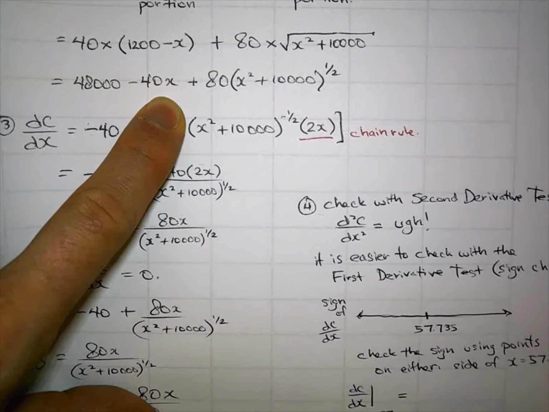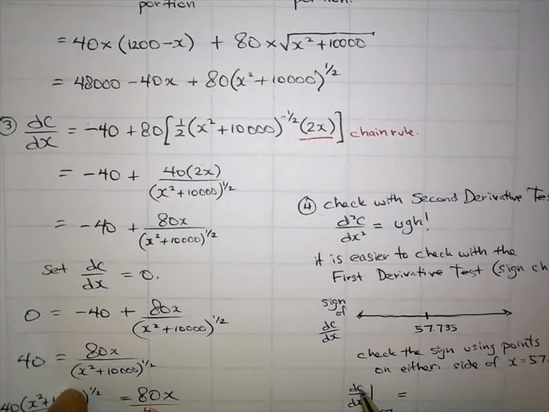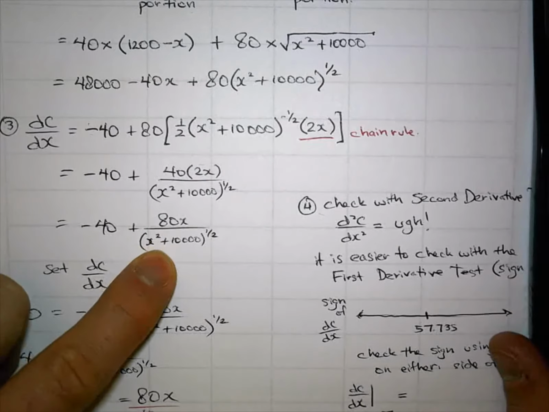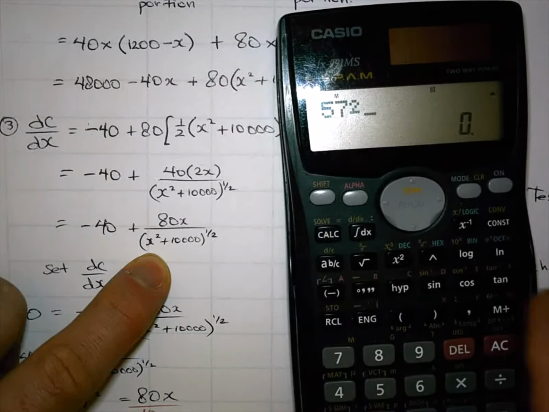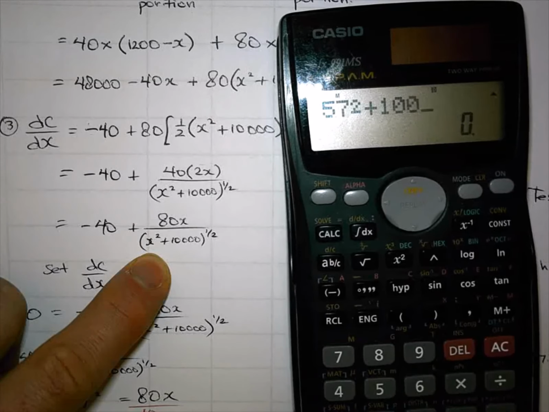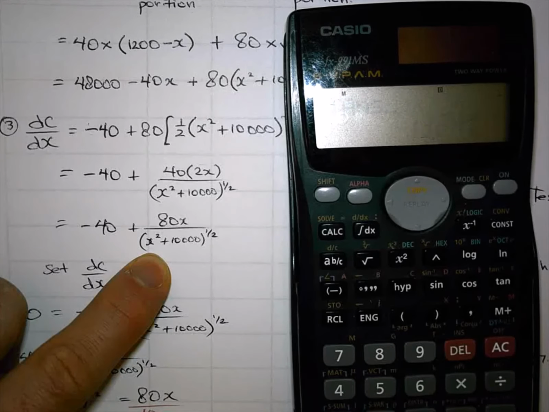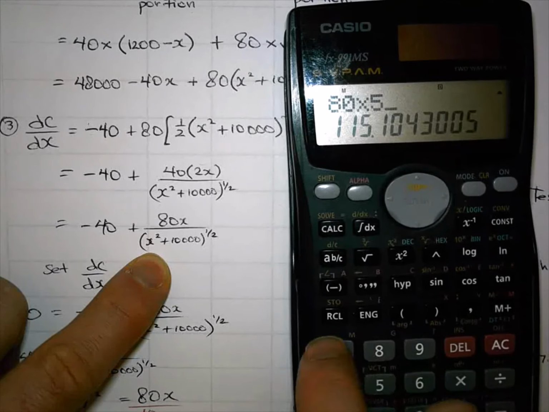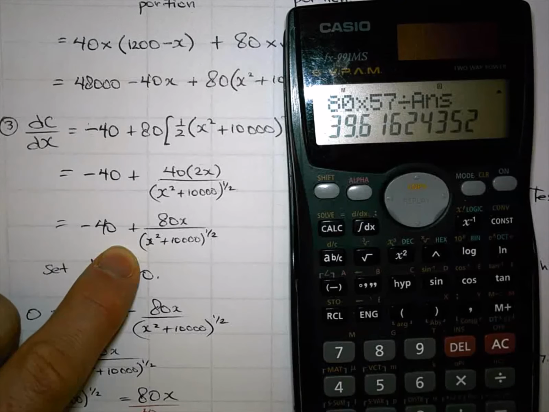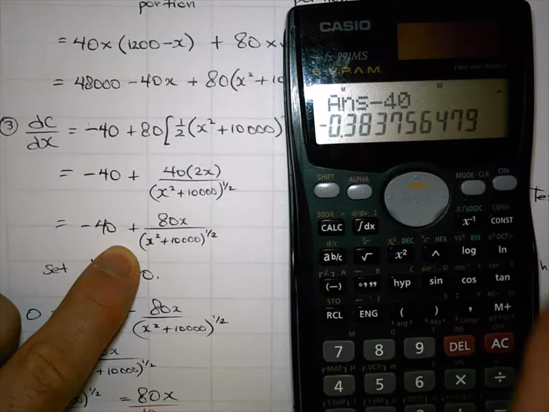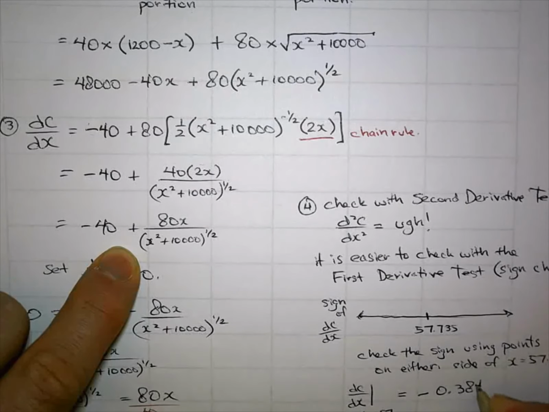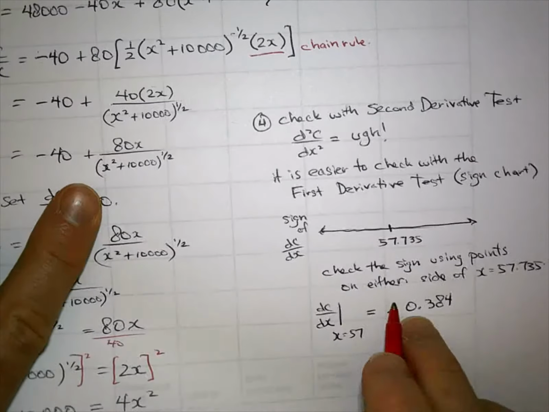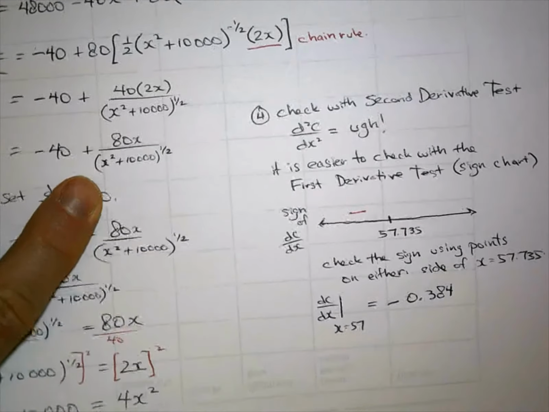Okay, so I need to check x equals 57 in the derivative. So there's my derivative there. I guess I'll use a slightly easier version right here. So let's start with the bottom: 57 squared plus 10,000, square root of that. Then I have 80 times 57 divided by that answer I just found, minus 40. So I get negative 0.384. So by subbing in that number, I know that this is negative. It's kind of a brute force way of doing this.